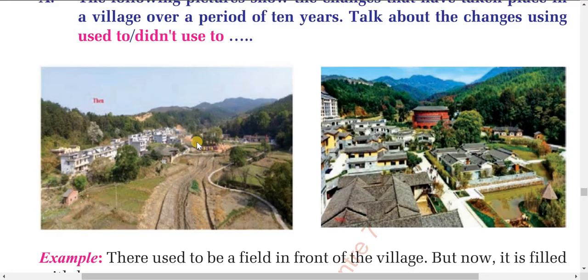There used to be green fields, or there used to be trees in the village, but now there are no trees in the village. You can see there used to be, let's say, few people. Now there are many people here. You can write in this way, you can compare.